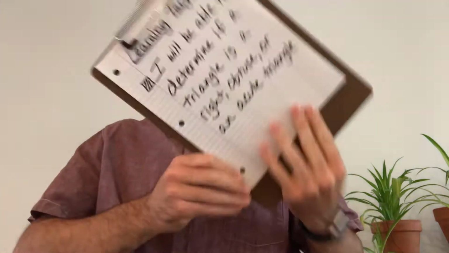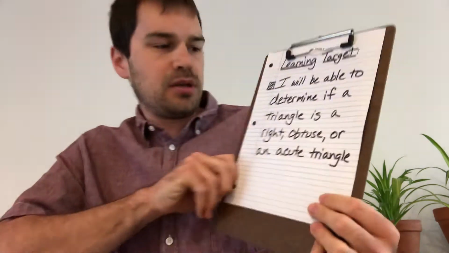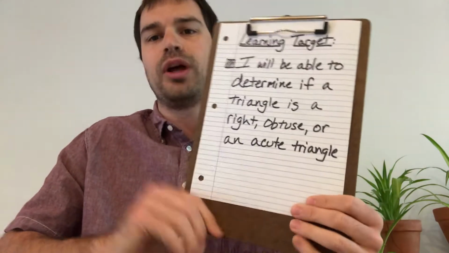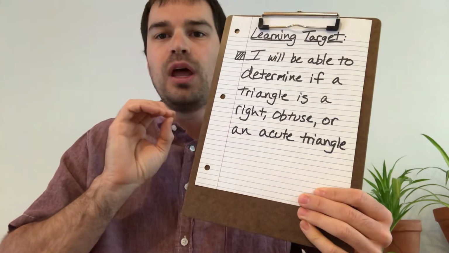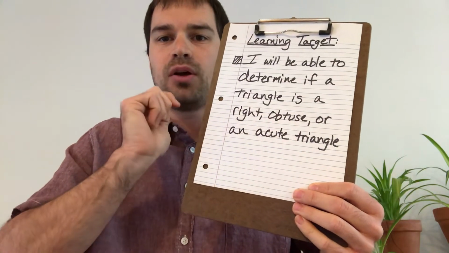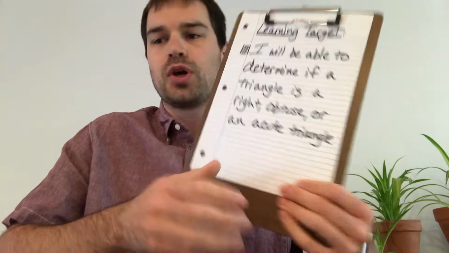Our learning target today is: I will be able to determine if a triangle is right, obtuse, or acute, and be able to label a given triangle as a right triangle, an obtuse triangle, or an acute triangle.